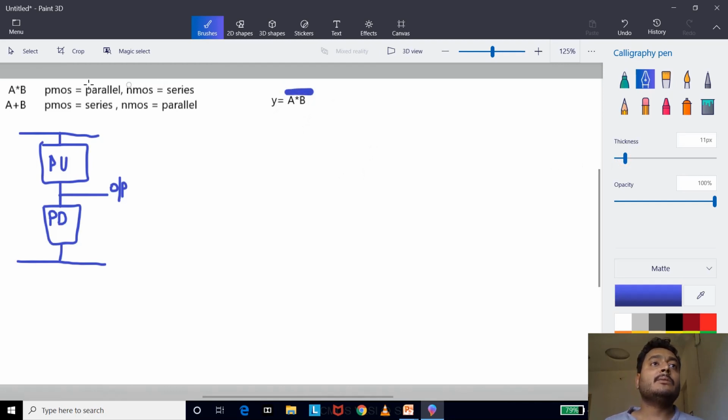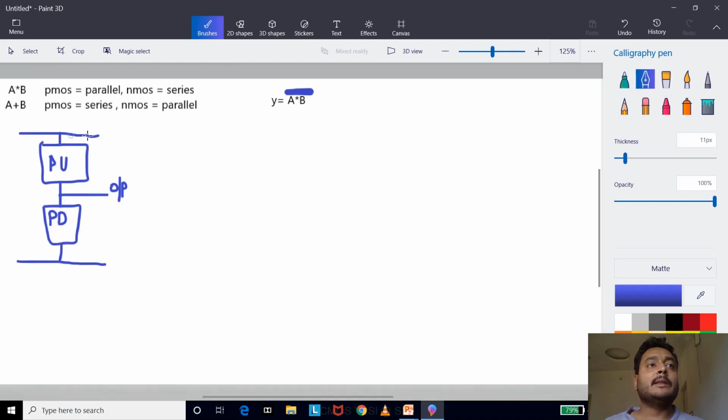I can just follow these things. Okay, ab, a plus b. Since we have two variables here, we need two transistors. So the first transistor is a and b, and I need to make the pull-up network and the pull-down network also, right?